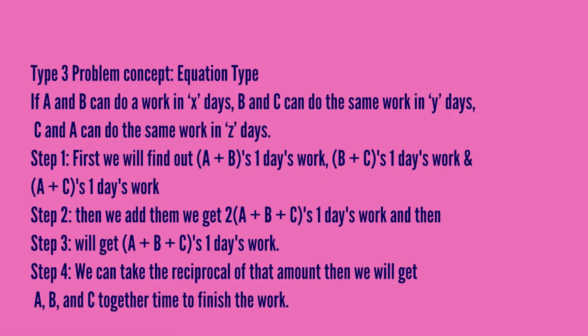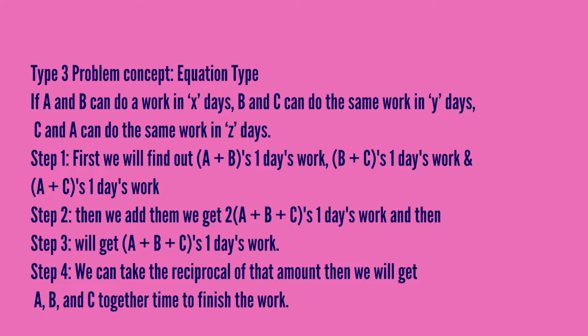Let's understand the concept. If A and B can do a work in X days, B and C can do the same work in Y days, and C and A can do the same work in Z days, how will we solve this? We simply follow 4 steps and we can easily get the answer.